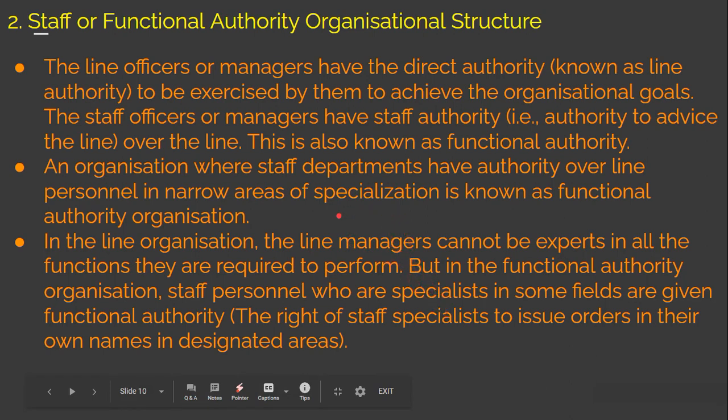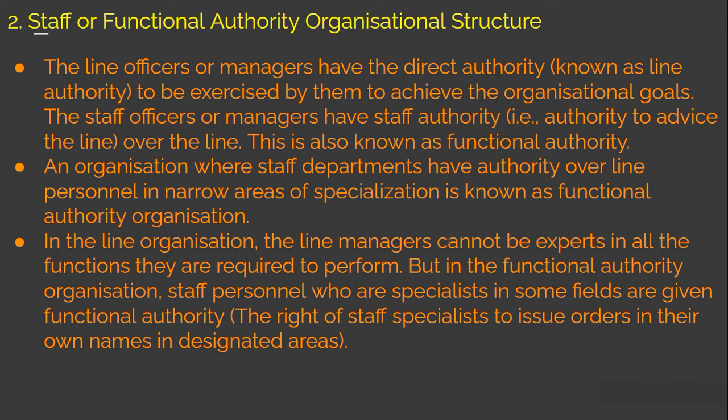So when he is overburdened, functional authority organization structure is created. Staff personnel is appointed which is a specialist in their own field, and they'll give advice, expertise, knowledge to the line officers. To reduce the burden of the line officers, staff specialist is appointed. So the right of staff specialist to issue orders in their own names in designated areas.